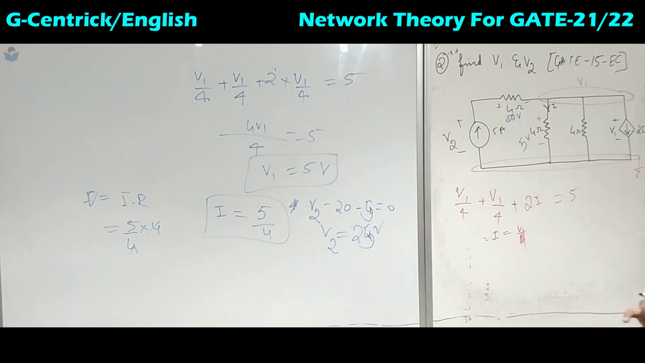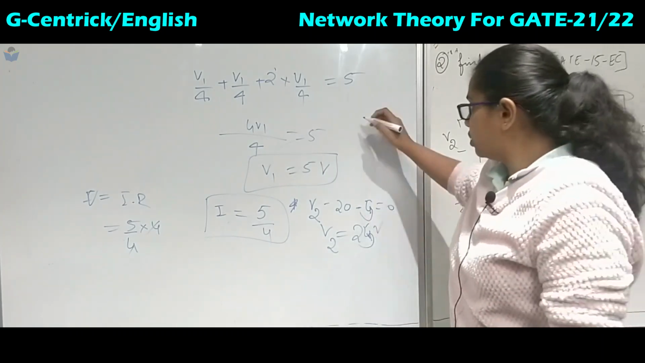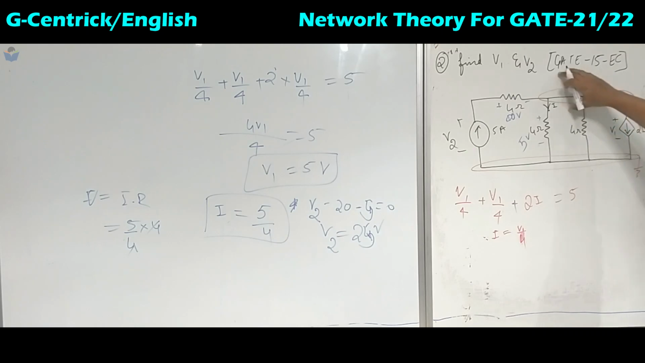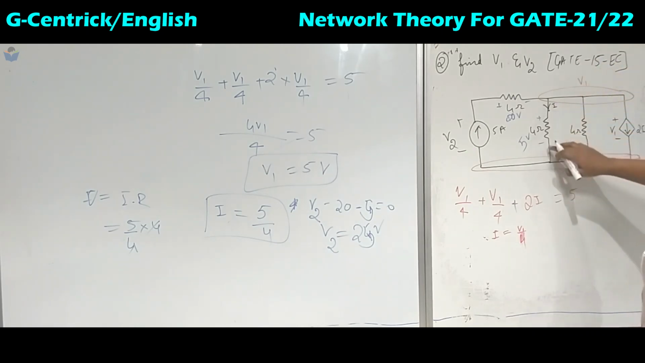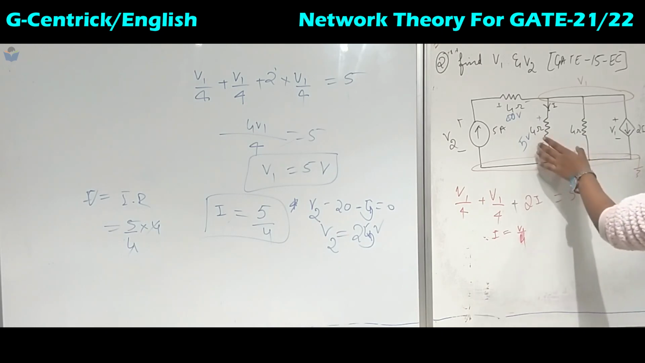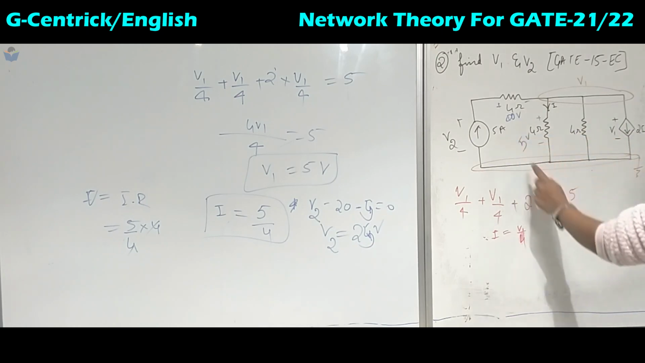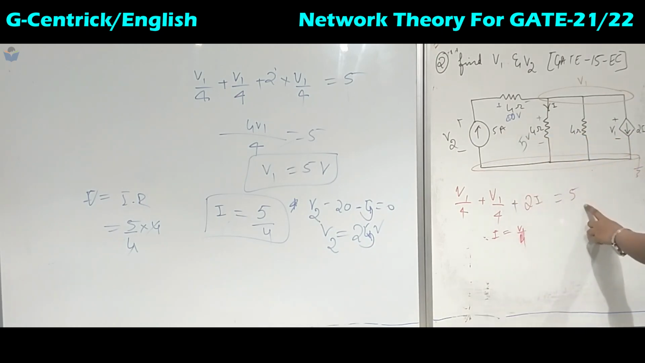This question was asked in GATE 2015 EC branch. The technique used here is nodal analysis. These are at the same potential, so this whole node is taken as one node, that is V1. Then for the nodal analysis of the branches, V1 upon 4 is the outgoing current in all three, but incoming we have 5 ampere, so we write it as 5 ampere.